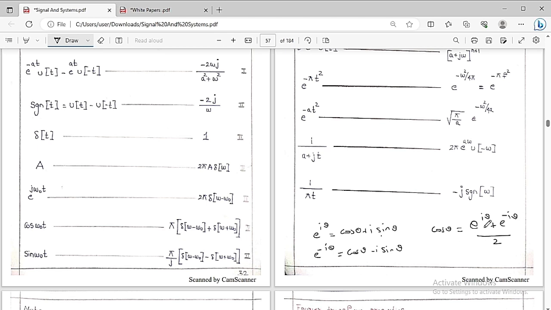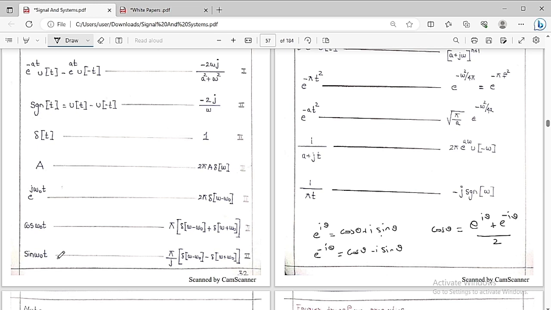You know the Fourier transform for e to the power of j theta, and for e to the power of minus j theta also. Just substitute the Fourier transforms and simplify, and finally we get pi into delta of omega minus omega naught plus delta of omega plus omega naught. This is the thing you have to remember.